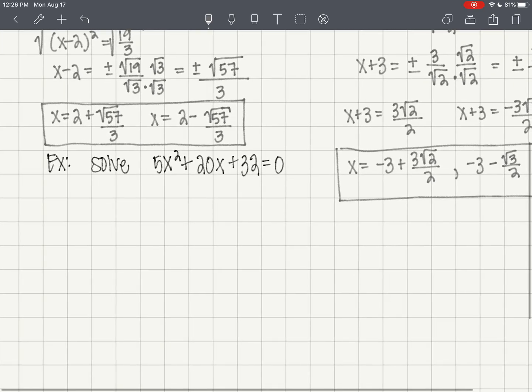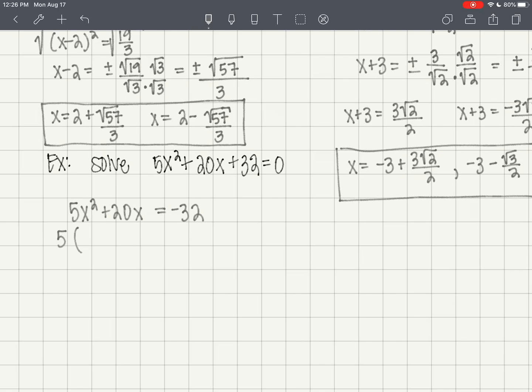Here's one more to solve. If you'd like to try this one, I encourage you to do so. I'm going to start it out right here. So if you want to try it, press pause. So welcome back. We're solving.